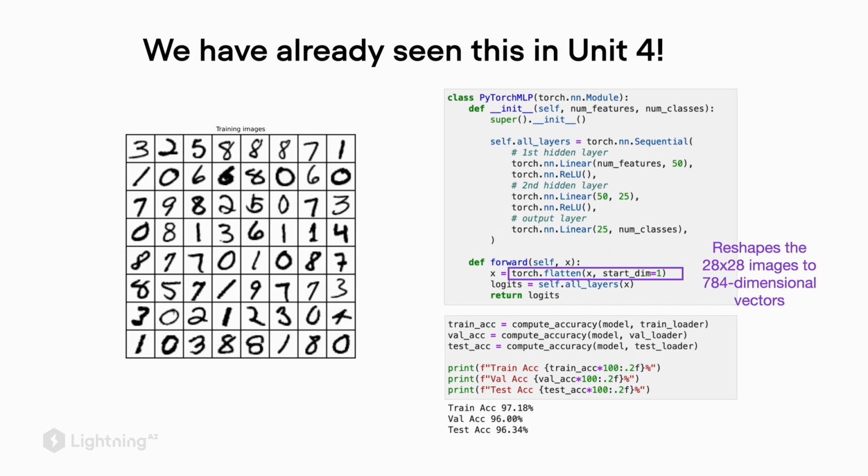In fact, for this MNIST dataset, using a multilayer perceptron works actually pretty well. As you can see here at the bottom, with this multilayer perceptron, we can achieve 96% accuracy on the MNIST dataset. But of course, this is only a very simple dataset. However, multilayer perceptrons unfortunately don't work very well for more complicated image classification problems.